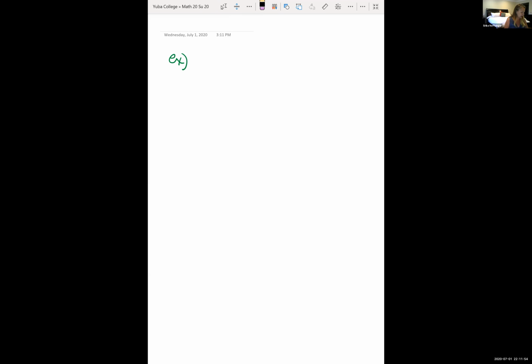Okay, so we're looking at the following. Q of x is equal to x to the fourth minus 1 all over x squared minus 4. And it's asking you to graph this. So let's start out by factoring both the numerator and the denominator.